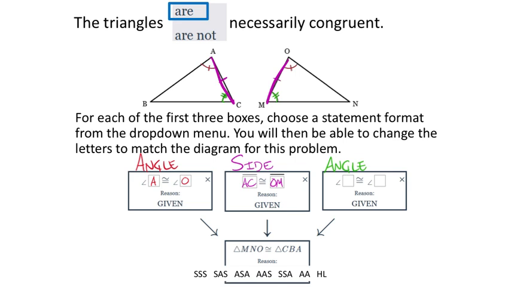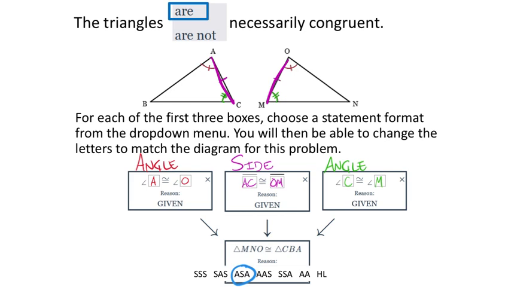And then in the end, we've got the green angle. That green angle for the triangle on the left is angle C. And then for the triangle on the right, the green is angle M. So we have angle, side, angle. And the only option there for angle, side, angle is at the bottom. Again, you'd click on that box and it would pull up angle, side, angle is this one.